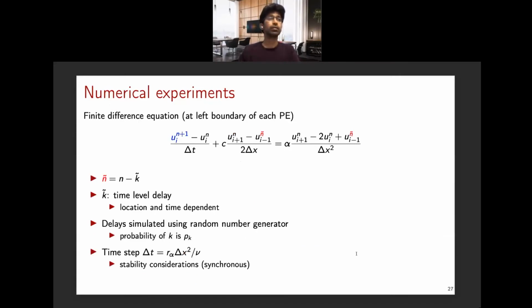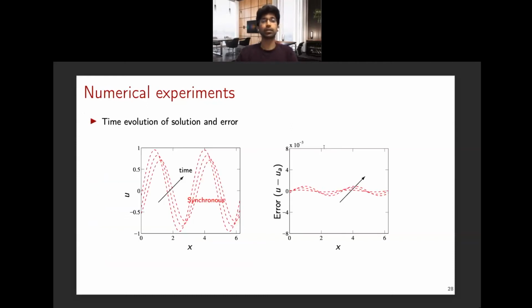And to perform the simulation, we use simulated delays where the delays match a distribution that we observe in one of the supercomputers. We use a time step that is based on the diffusive CFL. Now, if you consider the asynchronous computations at these points, I minus 1, that means at these two stencil points, we would get delayed values. And this is a finite difference equation. So now let me show you the results from the numerical experiment.